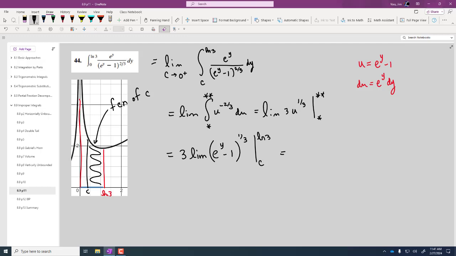So now we're going to plug in our limits of integration. We're going to have 3 multiplied by the limit. Plug in the ln3 first: 3 minus 2, so we get 2 to the 1/3. Everybody agree with that? Then we get the whole messy piece. We're going to have e to the c minus 1, all to the 1/3 power, as c goes to 0 from the right.